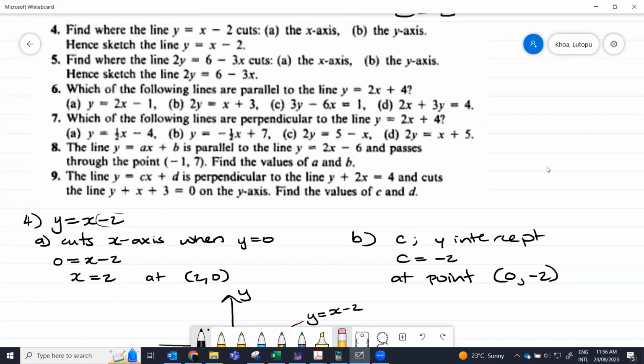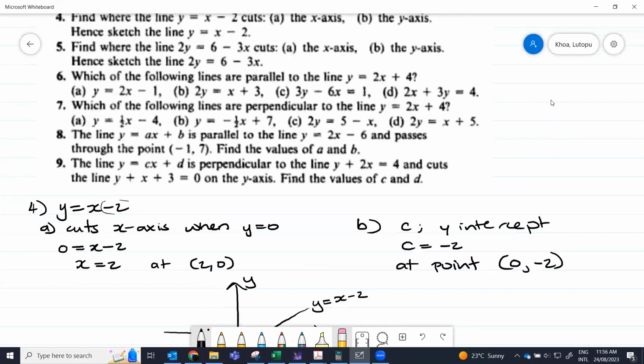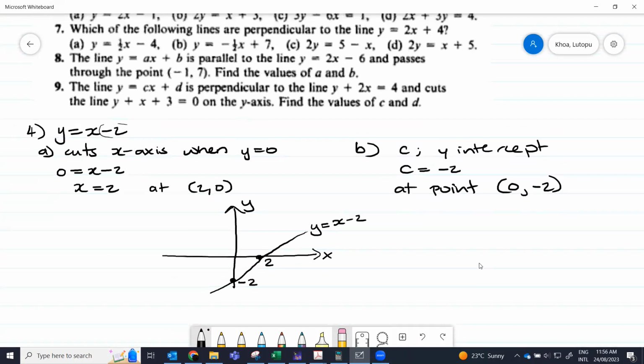Question 5, you would do it in pretty much the same way, nothing different.